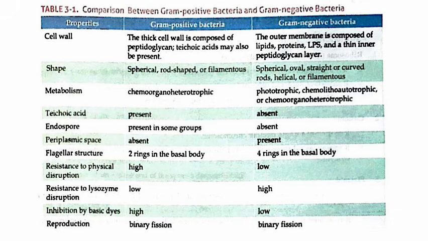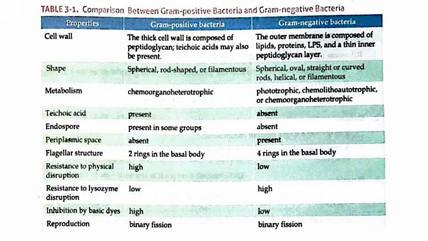So again, your lipoteichoic acid and teichoic acid is only present in gram-positive bacteria because it has a thick peptidoglycan layer. Now, endospores naman po typically are present in some groups of gram-positive bacteria, and there is no gram-negative bacteria that produces endospores. Okay? Periplasmic space naman po is present in gram-negative bacteria to produce the thin peptidoglycan layer. Flagellar structures po usually is present on both types of bacteria.